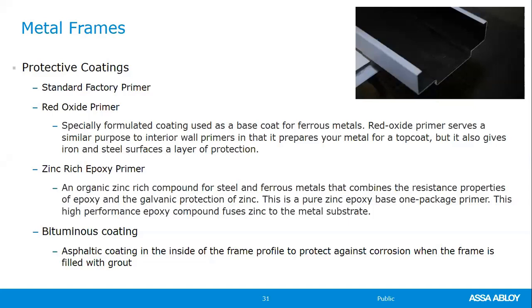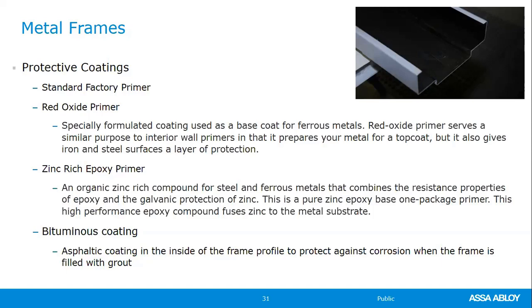But there are situations where you may need different types of primer rather than just our standard factory primer. A couple of examples: a red oxide primer may be specified, or a zinc rich primer, which has a lot more zinc in it for corrosive areas. So don't always just assume that the spec is going to call for standard factory primer. Where there's a lot of moisture or a corrosive environment, you may see these different types of primers specified. Please be aware of that, because there is an additional cost.